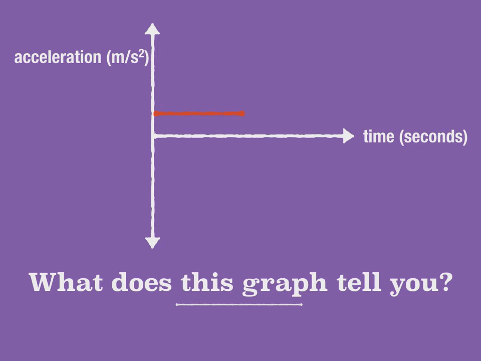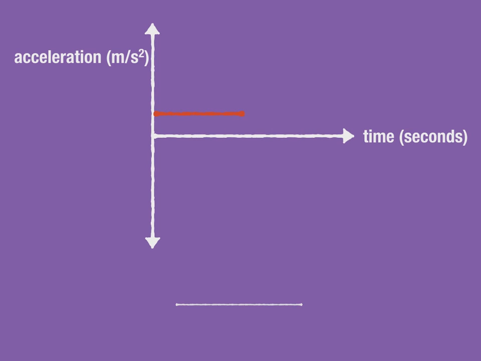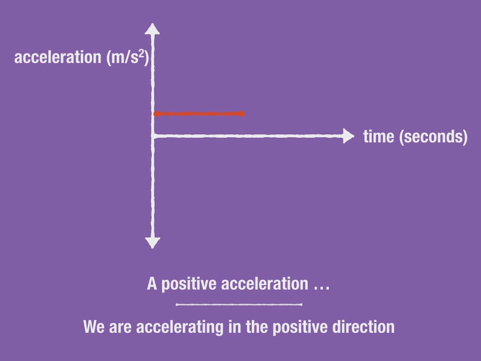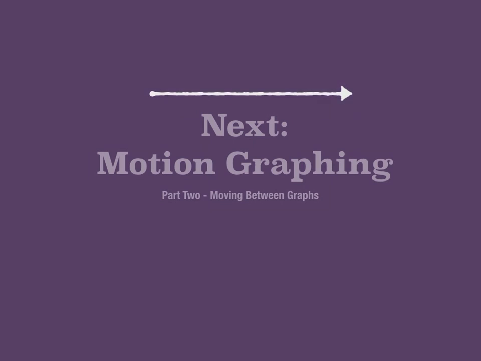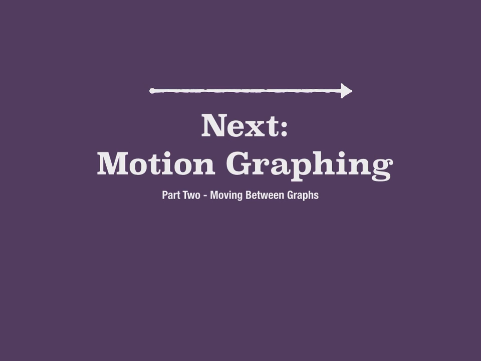Let's try one more. What does this graph tell you? In this case, we have a positive acceleration, which just tells us we are accelerating in the positive direction. In the next video, we'll continue with motion graphing, but talk about moving between graphs.